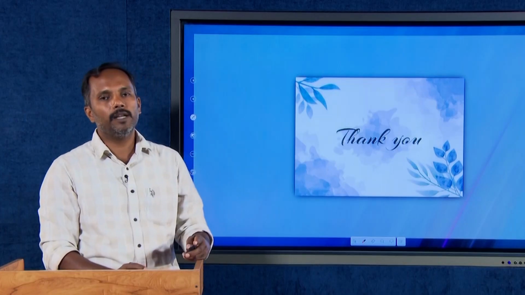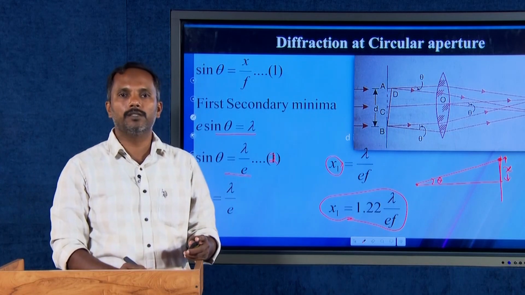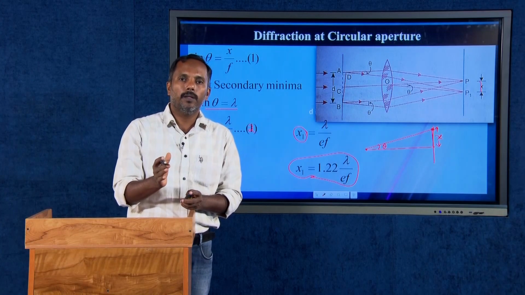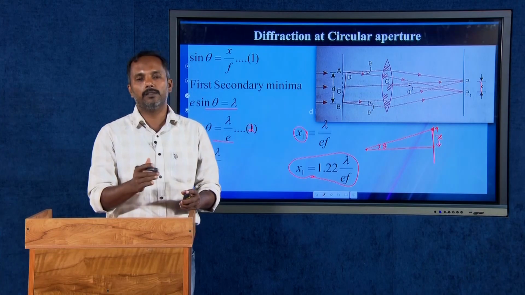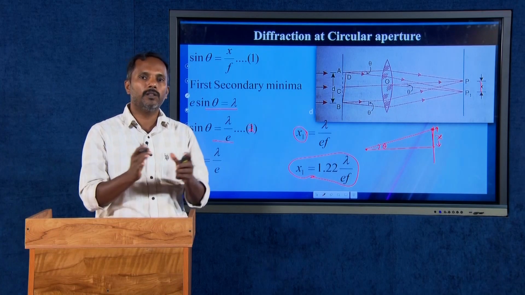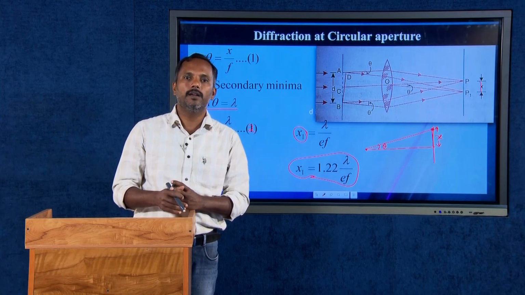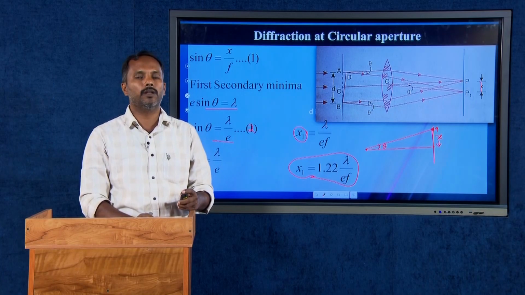So, with this I am summarizing today's lecture. We have discussed Fraunhofer diffraction at a single slit, the conditions for minima, secondary maxima and central maxima, and we drew the intensity profile. Then we discussed how diffraction takes place at a circular aperture and how Airy's disc and Airy's rings are formed.